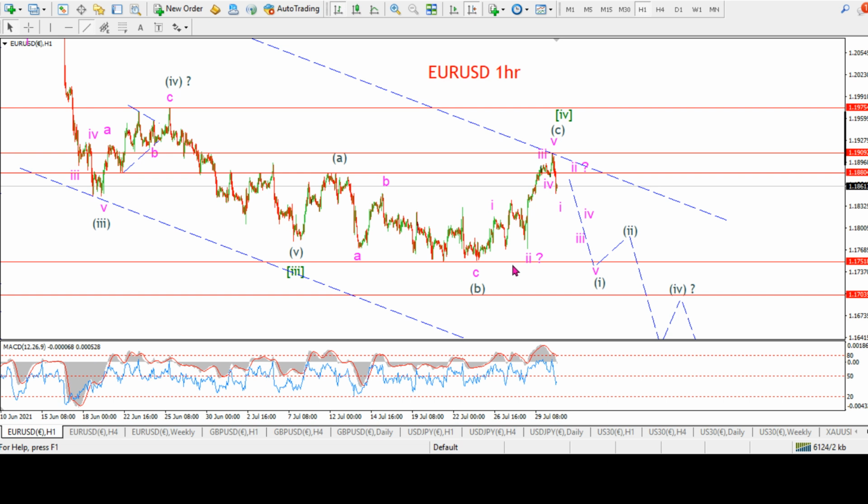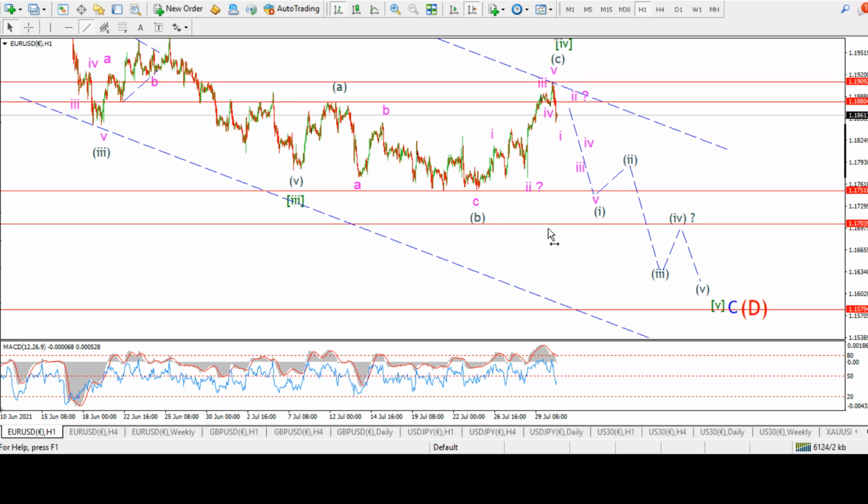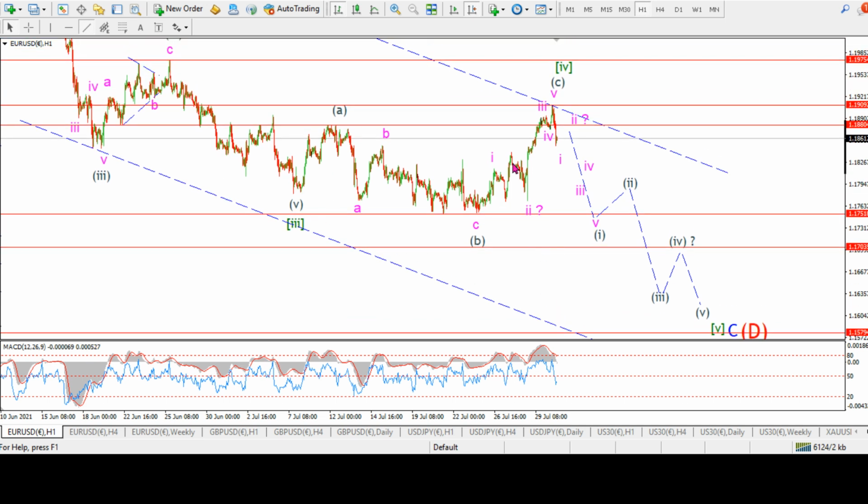And then we switched to an expanded flat for wave 4. So this is wave 4 of 5 of C. You can see wave 5 of C of D down there. So if this is wave 4 as an expanded flat, then you would look for 5 waves up in wave C, and then a reversal to begin 5 waves down in wave 5.